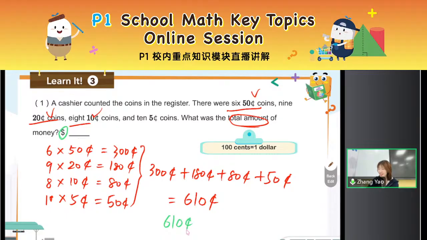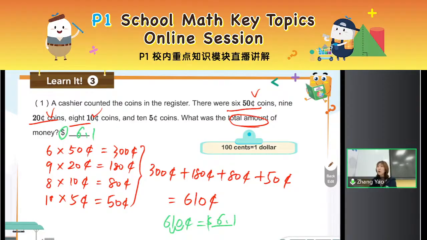Equals to how many dollars? Remember, 100 cents is $1. So you just go 1, 2, that is 2.1. Very good. I see some of you already found the answer, okay? So this one is $6.1. Okay, so the cashier actually has $6.1 altogether. That's a lot, right?